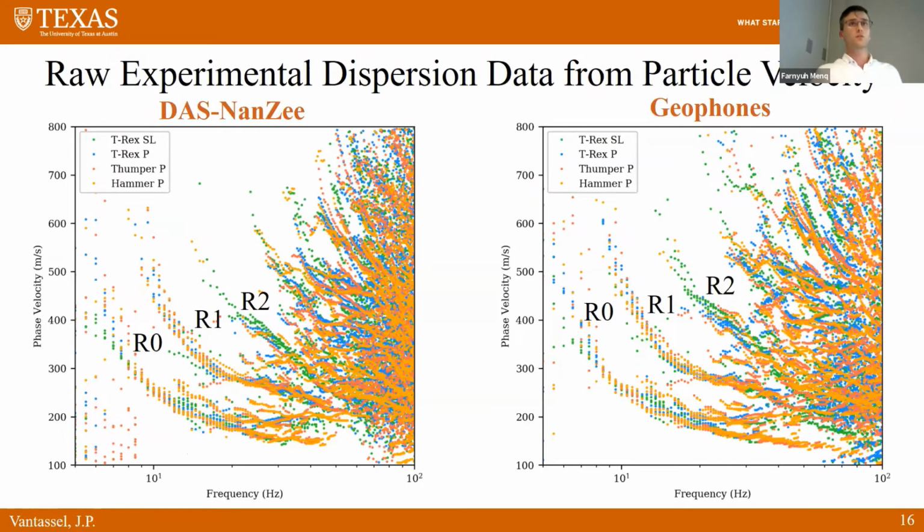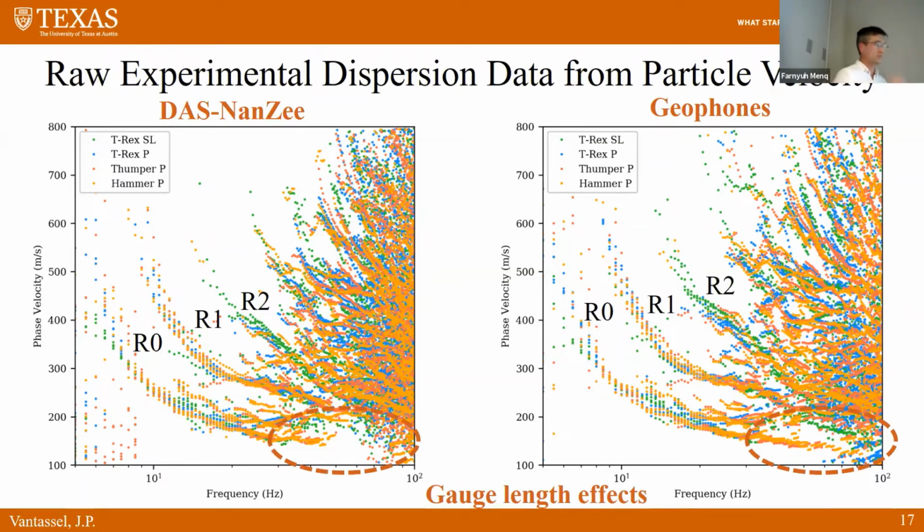Now this is all of the results. We're showing 4 different offsets and 4 different sources, so we have quite a few different ways of estimating dispersion at our site. As a result, there is some scatter in the data. However, we can clearly see that we have 3 fundamental and 2 higher mode Rayleigh wave dispersion curves.